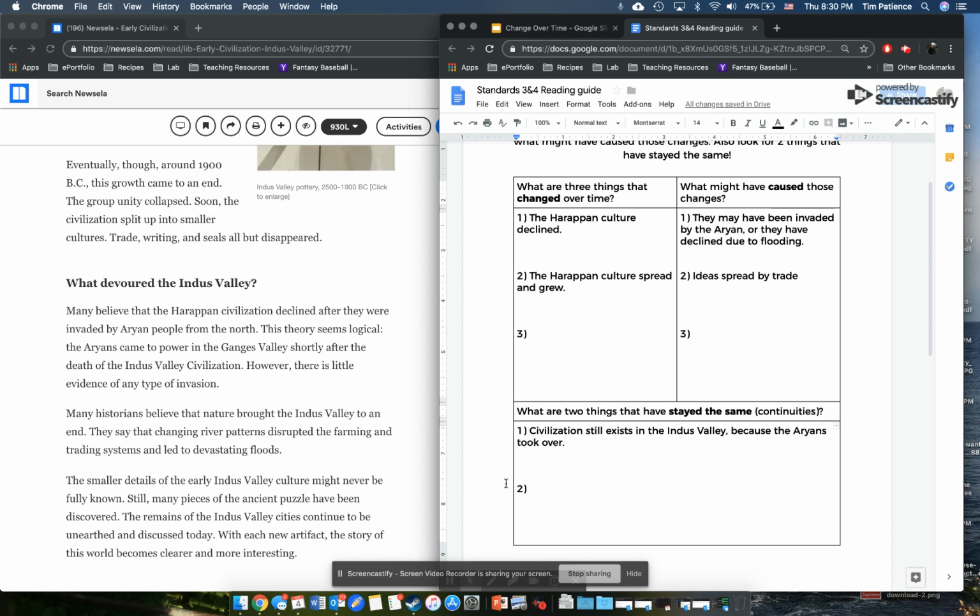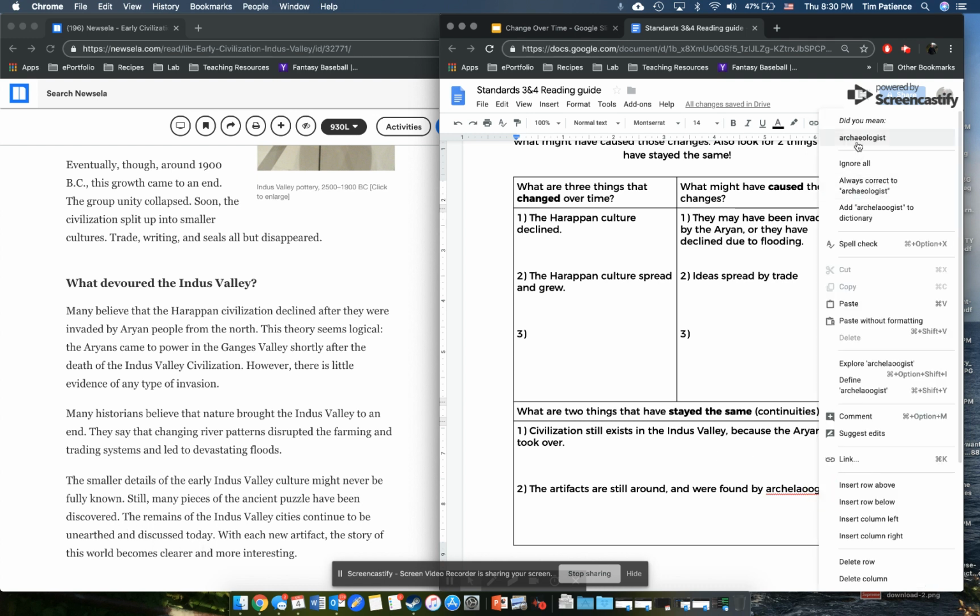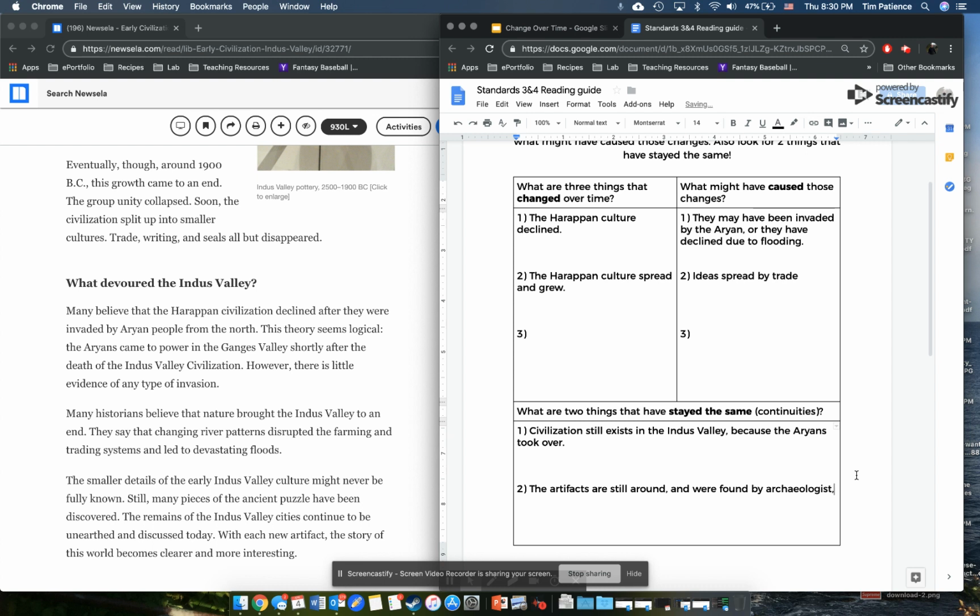Okay. The other thing that we might say is that the artifacts are still around and were found by archaeologists. So we see that kind of at the very end there. The remains of the Indus Valley cities continue to be unearthed and discussed today, right? So one thing that still exists are their things, their stuff. And that's something that we could say has kind of stayed the same, right? Even though the people are gone, the objects, the artifacts are still around. And then these tell us the story of the Harappan culture.